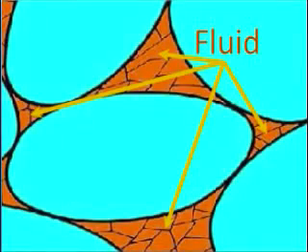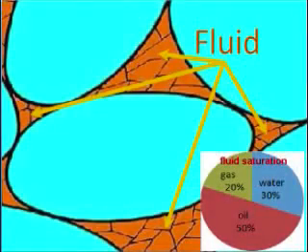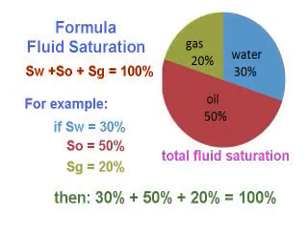If you took an actual measurement of some fluid from the reservoir, you might have a water saturation of 30%, an oil saturation of 50%, and a gas saturation of 20%. This is all within your total fluid saturation. Therefore, we can write SW plus SO plus SG equals 30% plus 50% plus 20% equals 100%.